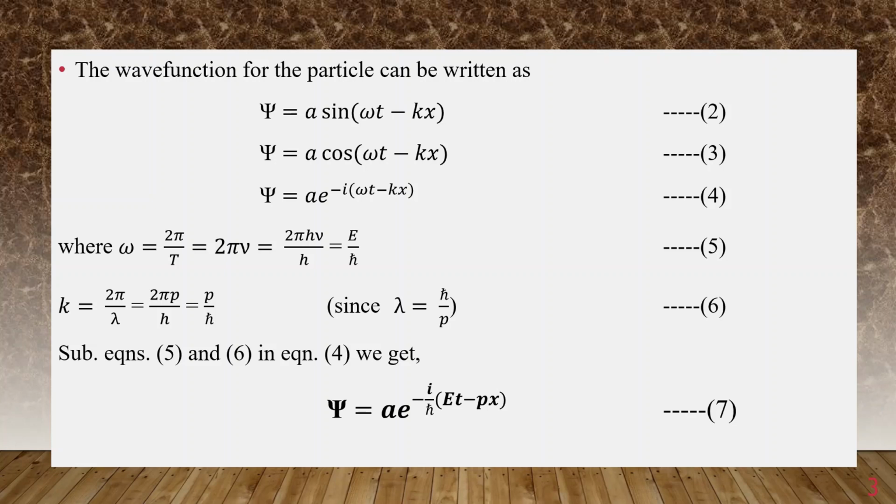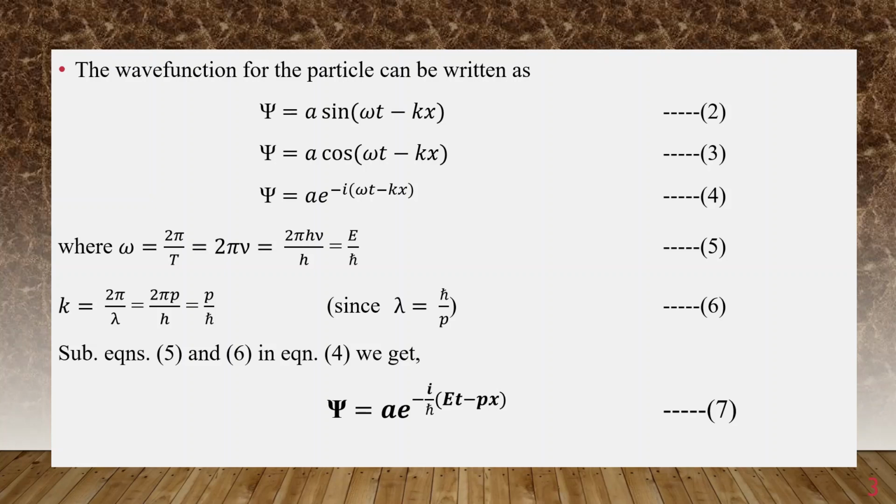Similarly, the propagation constant k is equal to 2 pi by lambda, where lambda is the de Broglie wavelength, and we know lambda is equal to h by p. Substituting that value, 2 pi by h by p, p comes to the numerator and h to the denominator. So I can write p by h cut, where h cut is h by 2 pi. Put it as equation number 6.